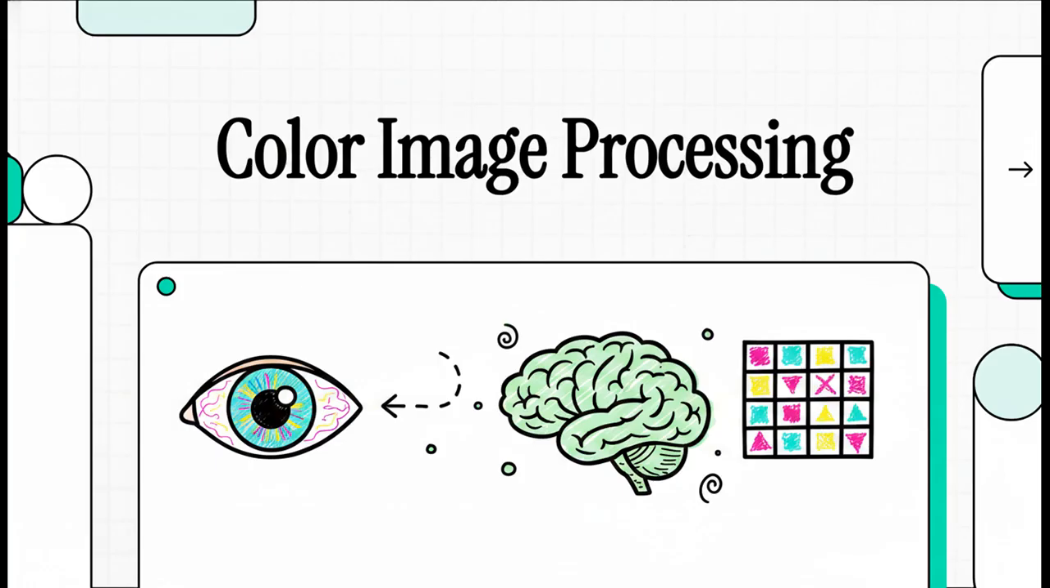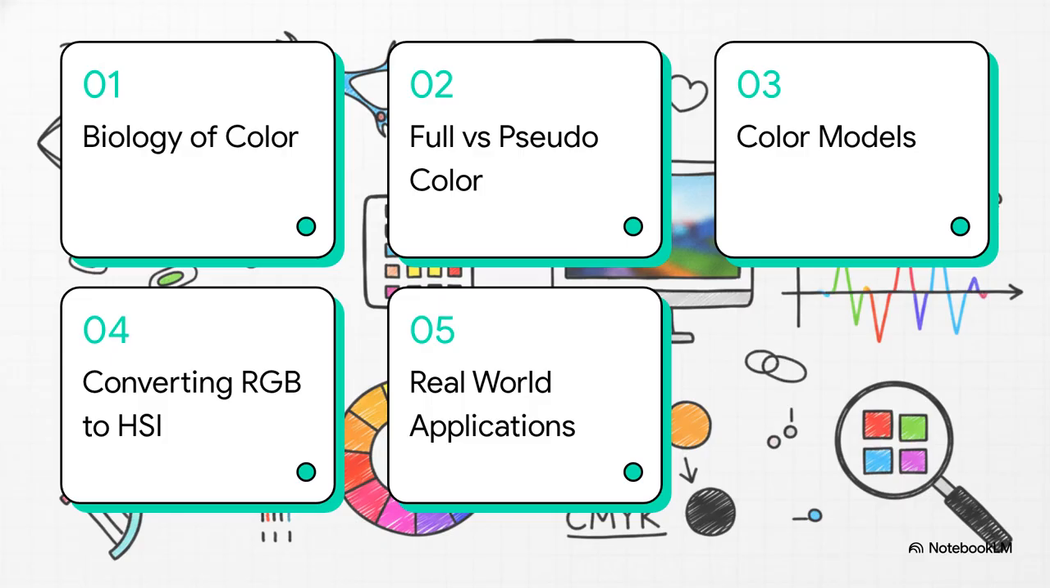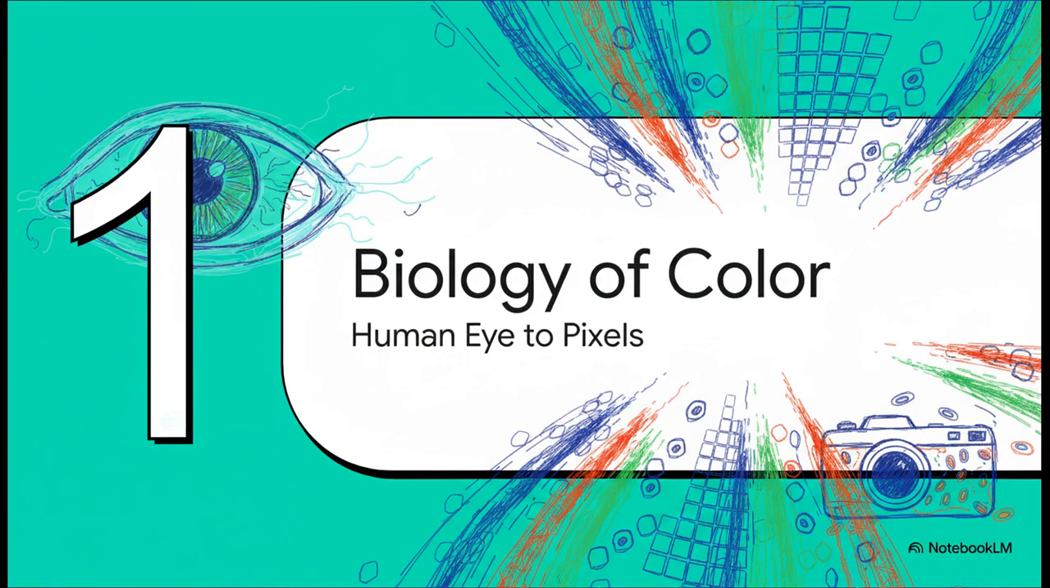Let's get into it. Here is our roadmap for today. We'll start with the biology of color, move right into full versus pseudo color processing, then decipher color models, look at converting RGB to HSI, and wrap it all up with some real-world applications. Starting off with Section 1, the biology of color.